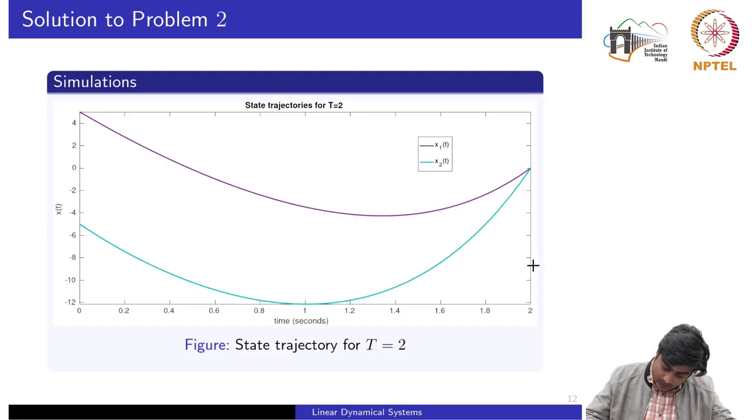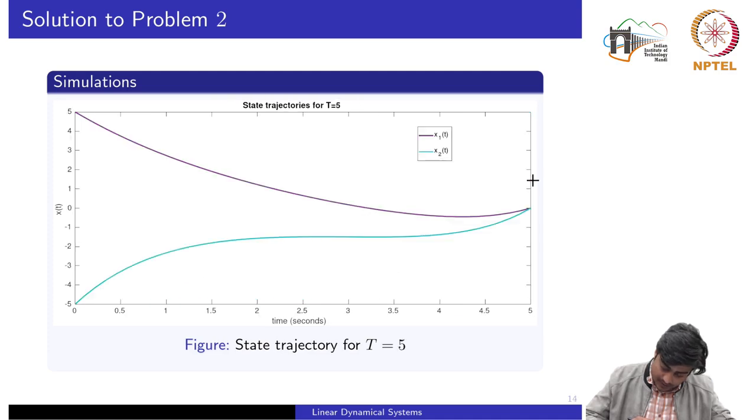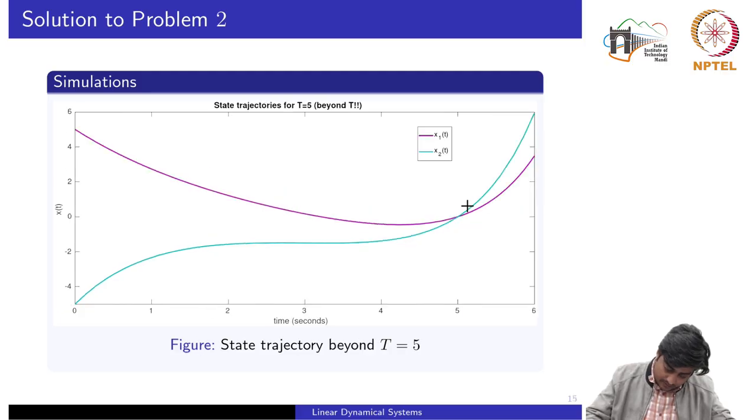So this trajectory is for t is equal to 2. Now if we see beyond 2, again we notice that the system is exploding towards infinity. Similarly, these trajectories are at t is equal to 5, and after reaching 0 at 5, they can take any path. Although the system was unstable, that's why for the same control input that we had computed, the trajectories are reaching towards infinity.